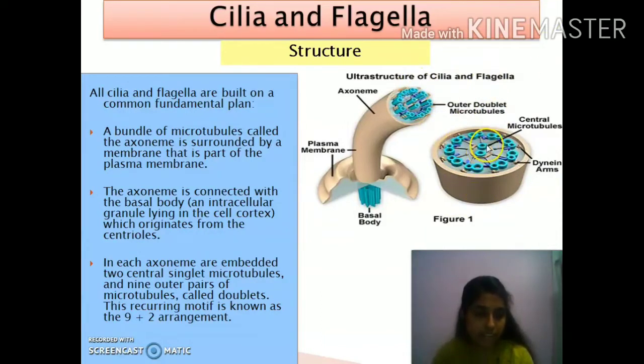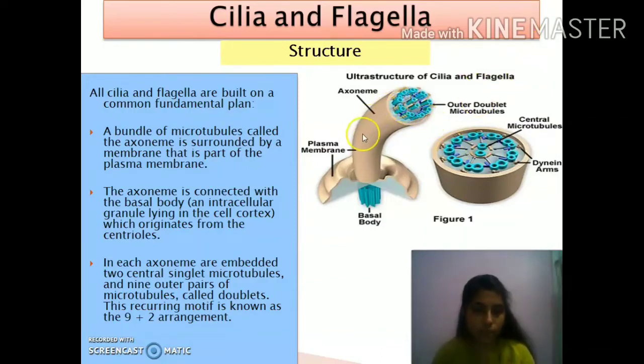Unlike this one, these are the singlets, because you can see only one, right? One, one. That is, they are singlet, central singlet. But these are nine in number, and in each there are two microtubules. So they are doublets, right? So this arrangement is termed as the 9 plus 2 arrangement of the microtubules, and this is the basic structural plan present in both the cilia and flagella. I hope you have understood.